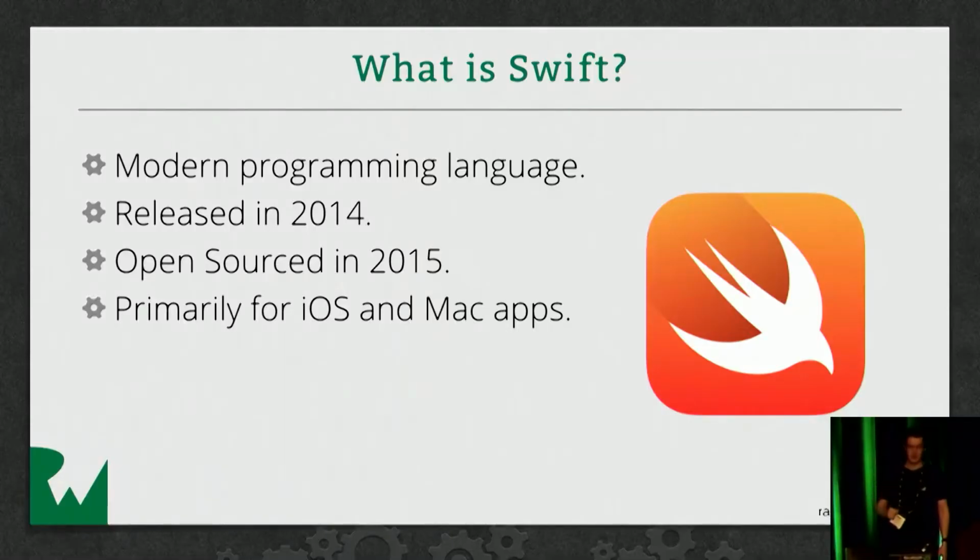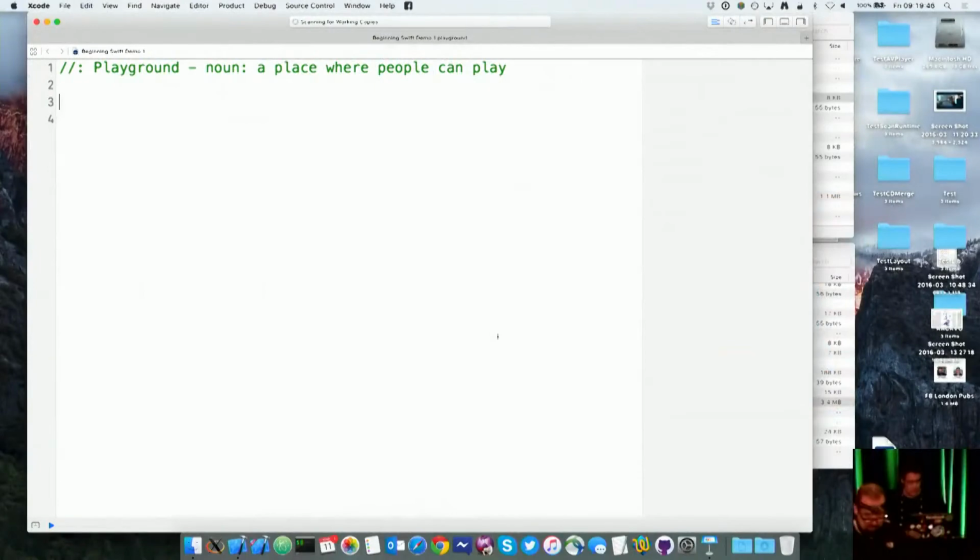So Swift is a modern programming language. It was released in 2014. It was invented a long time before that. Okay, cool, let's get going.